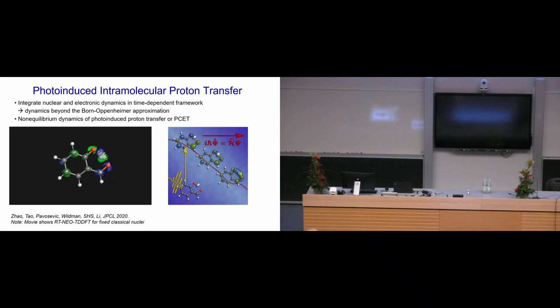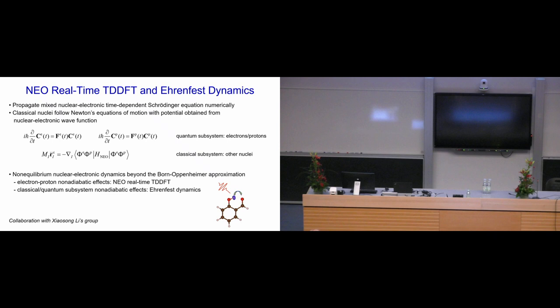Now here, all of the other nuclei are fixed. We can, in fact, let them move too. We can combine this with Ehrenfest dynamics. So we propagate those mixed nuclear electronic time-dependent Schrodinger equations numerically, these two equations we saw before. This is our quantum subsystem, electrons and protons. And then we say the classical nuclei are going to move with a potential obtained from the nuclear electronic wave function, which is time-dependent. This is changing with time. So we can do non-equilibrium nuclear electronic dynamics beyond the Born-Oppenheimer approximation by including electron-proton non-adiabatic effects using NEO real-time TDDFT, and including non-adiabatic effects between the classical and quantum subsystems by using Ehrenfest dynamics.